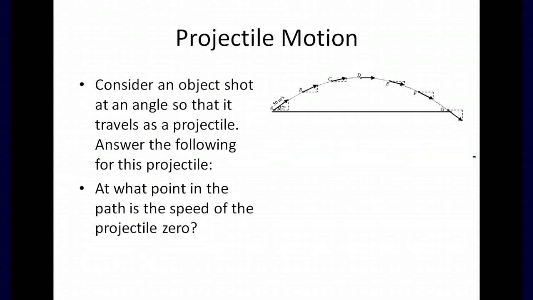At what point is the speed of the projectile 0? Well, the speed of the projectile is never 0, so nowhere along this path. Speed is never 0. And we can see that with the arrows here, the vectors there, that the speed is never 0. There's always some velocity as long as that ball is in the air.